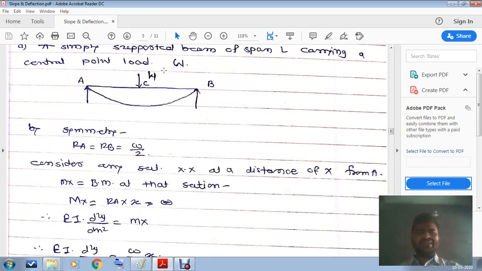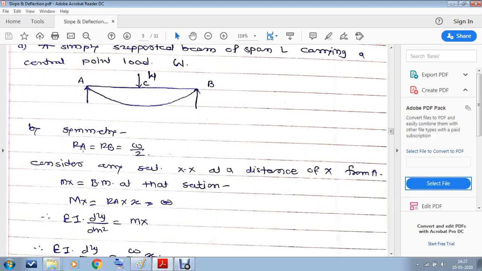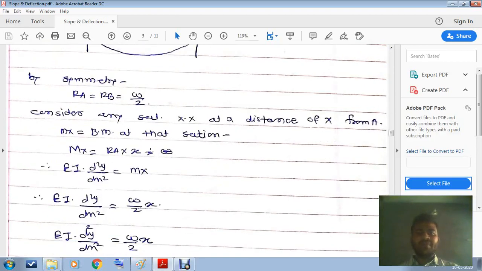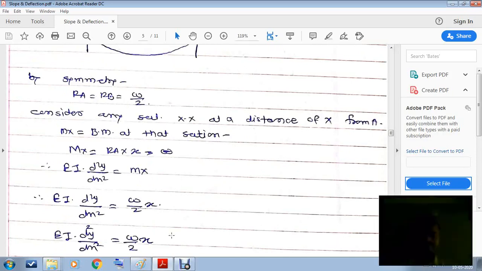Obviously, since it is subjected to a central point load, the reaction at A and B will be W by 2, W by 2, 50-50%. So by symmetry we can say that RA and RB is equal to W by 2. Then next, consider any section XX at a distance X from A.